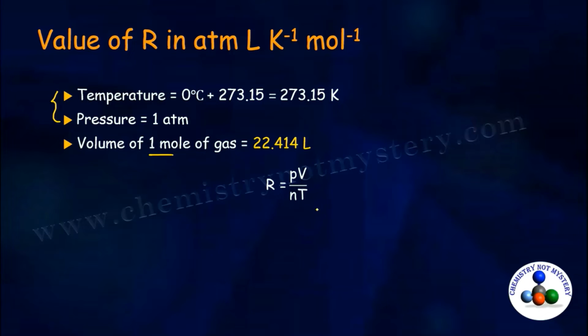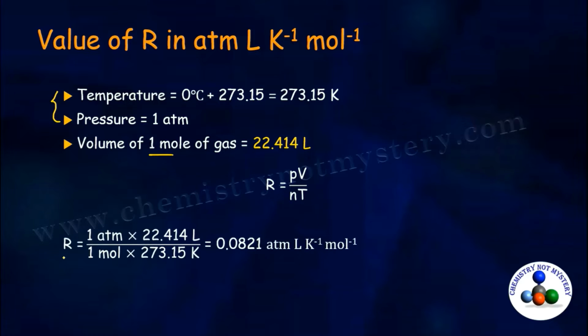Now place the values in this equation. So here you will get R = 1 atmosphere multiplied by 22.414 liter divided by 1 mole multiplied by 273.15 Kelvin. And on solving it, you will get 0.0821 atmosphere liter per Kelvin per mole.